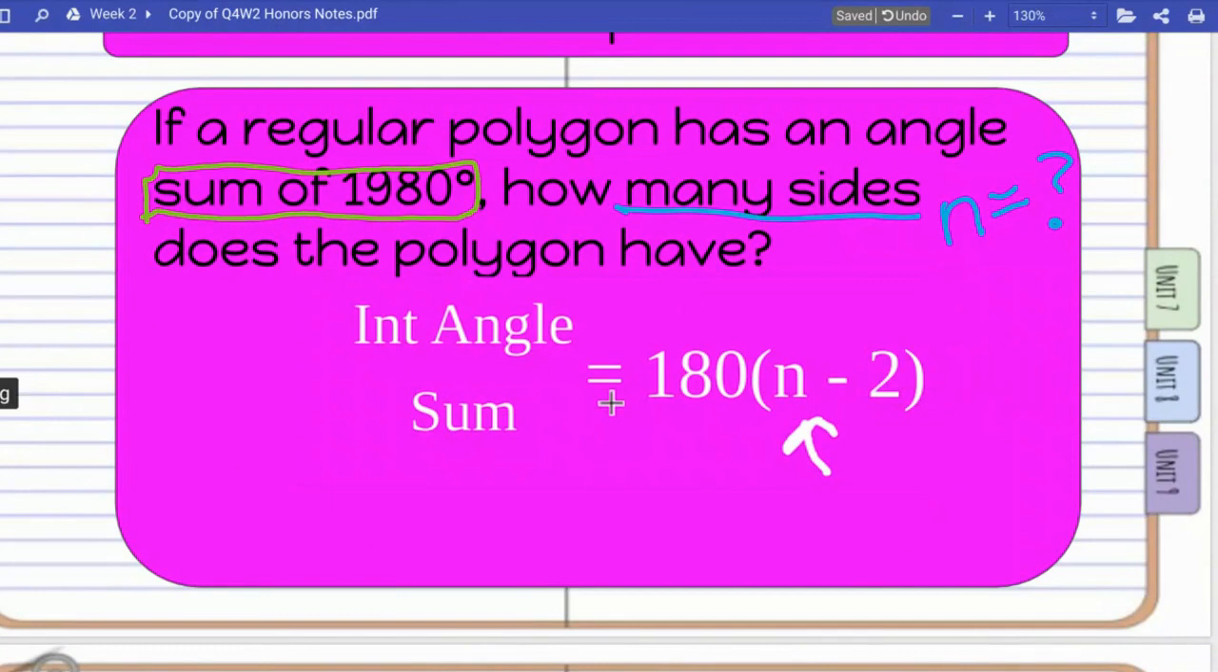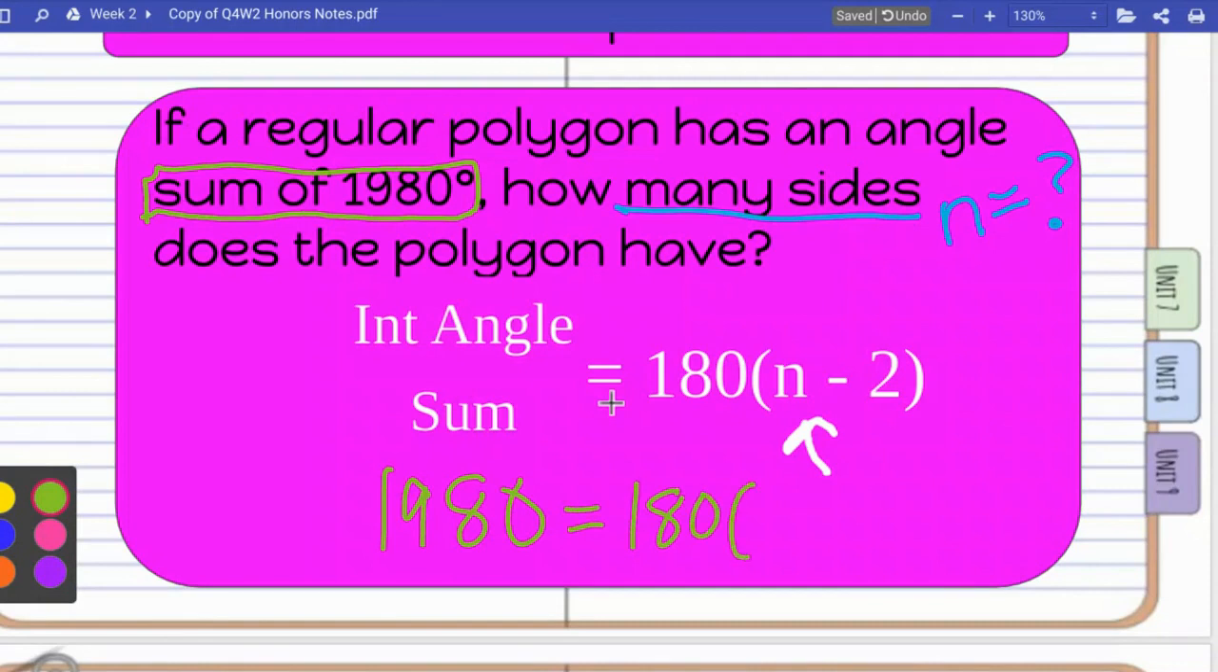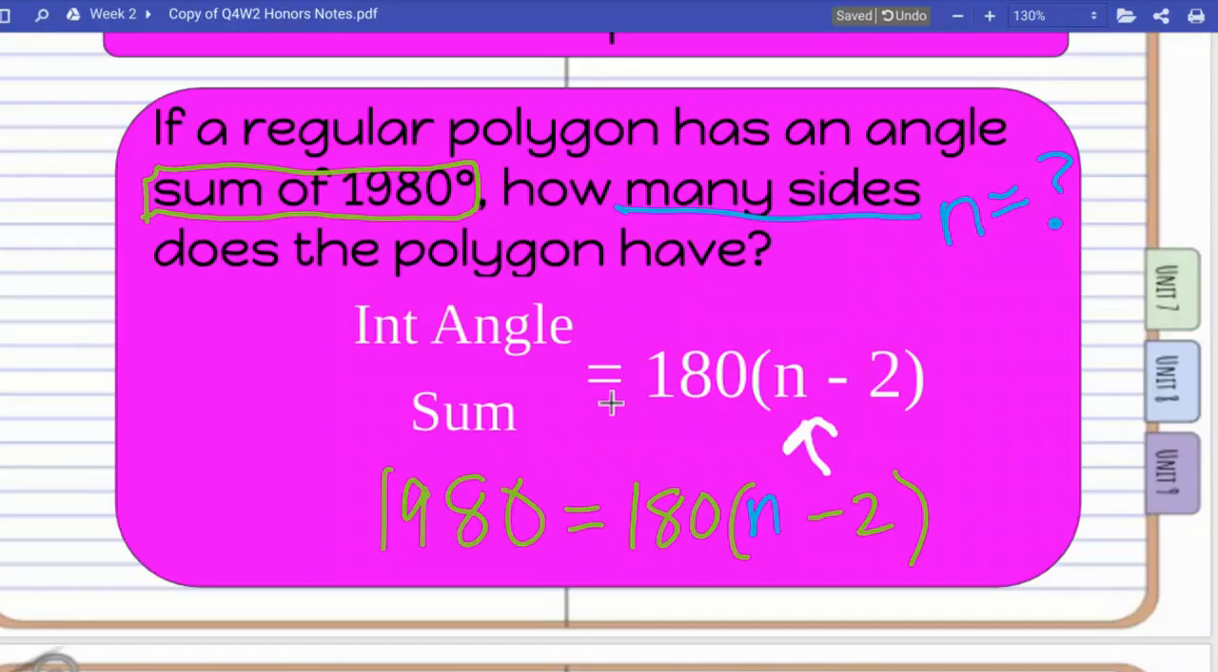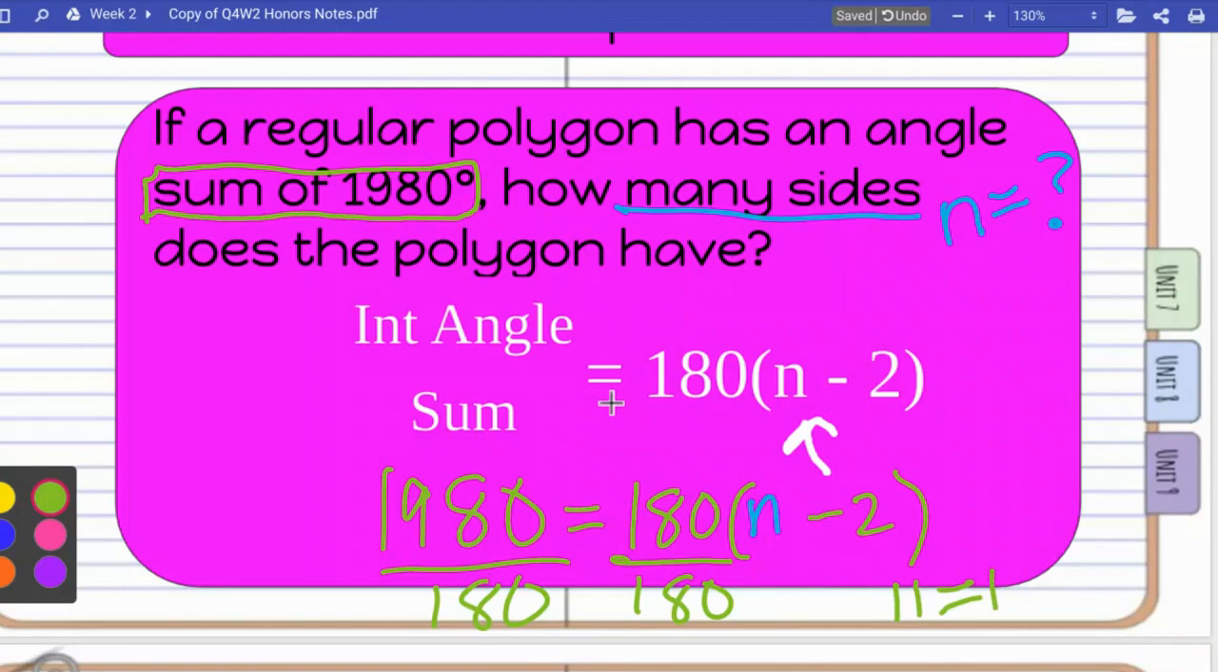This time, though, we are given the answer. So we know the interior angle sum is 1,980. And we're trying to figure out what n is. So that's going to equal 180 times n minus 2. Lots of ways you can do the algebra here. I'm just going to choose to divide both sides by 180. When I do that, I get 11. So 11 is going to equal n minus 2. And then we'll add 2 to both sides. So the number of sides is 13.